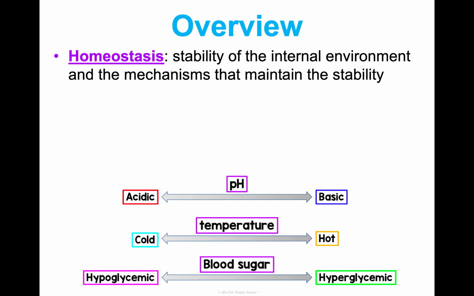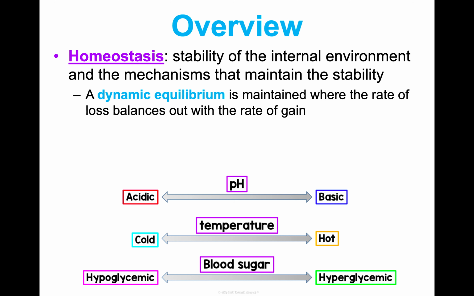It is the stability of the internal environment and the mechanisms that maintain that stability. So it's keeping and regulating constant and stable internal conditions within the cell at a cellular level, but also just within the organism at an organismal level. So a dynamic equilibrium is maintained via homeostasis. And that means the rate of loss is going to balance out with the rate of gain.